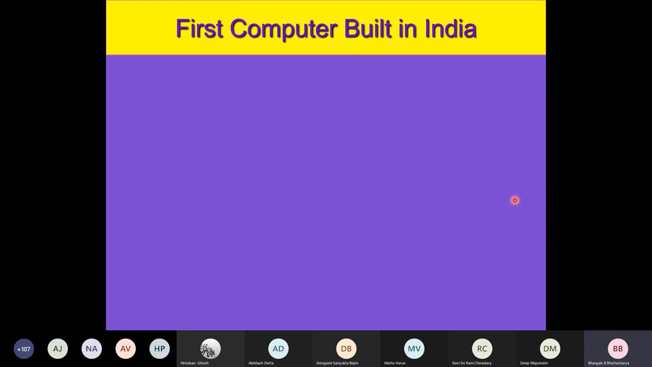So this is my last slide today. We are talking about evolution of computer design, 50 years of history. So let me ask you, can anybody tell me which one is the first computer built in India, indigenously? Anybody heard any stories about that? No?